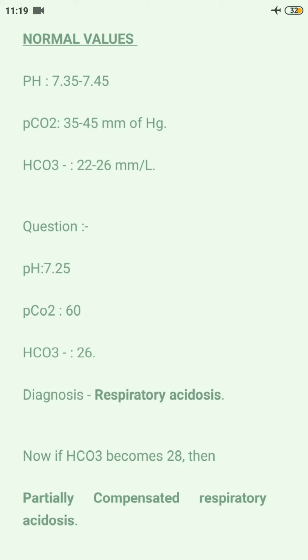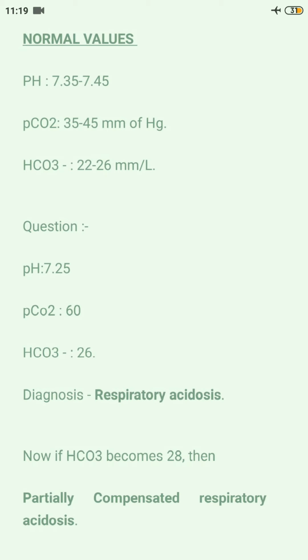Now, when we say respiratory acidosis or respiratory alkalosis, the prime focus to solve the question should be on the PCO2, because either it will be decreased or increased. And when we say the metabolic component, then the focus should go on the HCO3 minus component, and again it will be either decreased or increased.